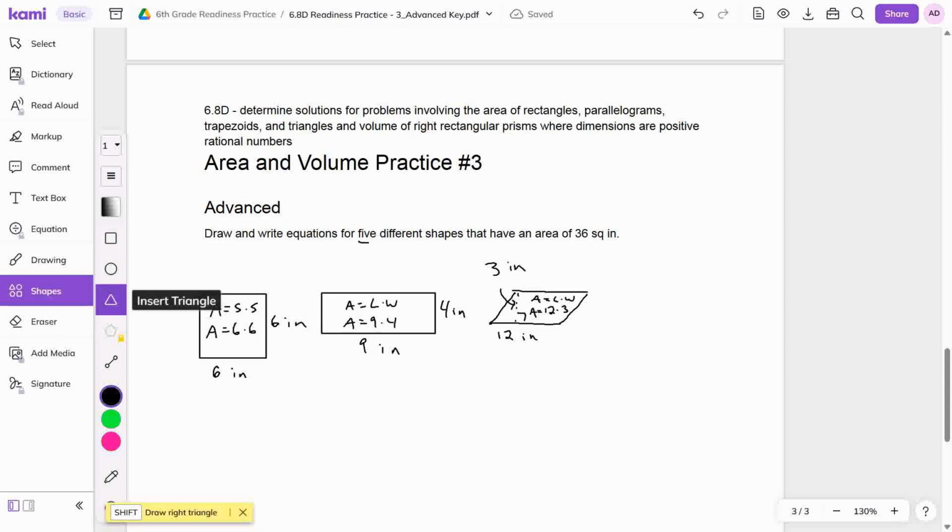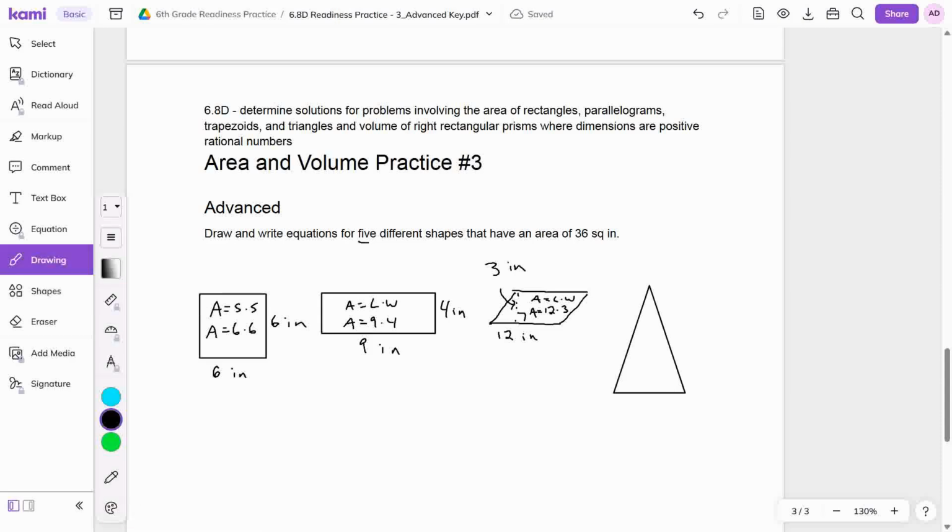Now, we could also do a triangle. Now, this one's a little bit trickier because my area is going to equal 1/2 my base times height. So what I need to do is that my base and my height need to get double of what I need, so I can take half of it to get down to 36. So what is double 36? That's going to be 72. So I need two numbers that are going to get me to 72. And so I can do 8 times 9. Let's see, I could do 4 times 18.